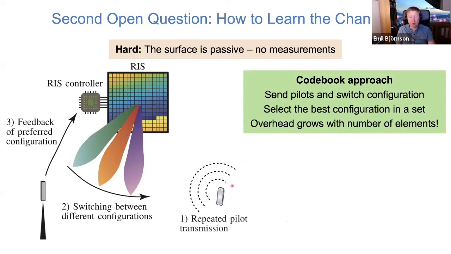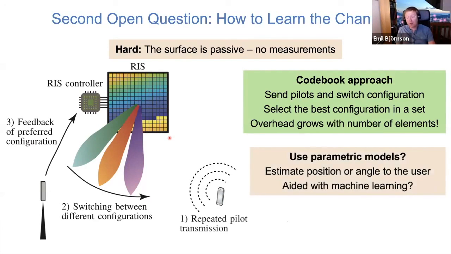One is the codebook approach, where you have a transmitter that is sending a signal to the surface, and then the surface is changing how it's reflecting the signals, switching through different configurations while this transmitter is sending the same known signal over and over again. And then the receiver is figuring out what configuration is preferable, tells the control about that, and then you operate like that. The problem is that you have very many different configurations. It scales with the number of elements. And if you have thousands of elements, this might not be a good type of feature.